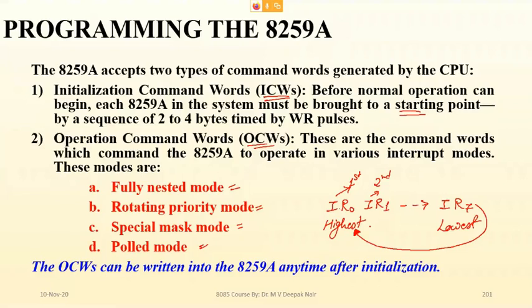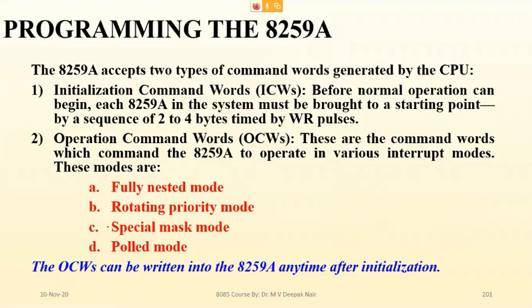After serving the present priority, the highest priority will go to the next one. We will check all those things. Then special mask mode, that means how we can mask different interrupts. Polling mode. So we will be checking all these four modes, how the 8259 works in these particular modes and when the user can use them. So remember, OCWs are controlling the modes and the masking.